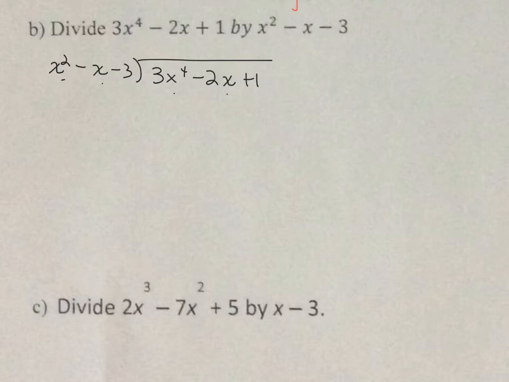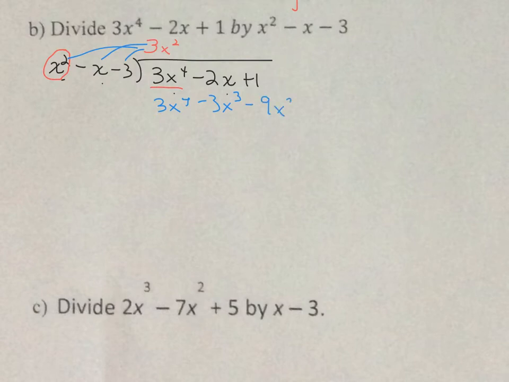Okay, so again, what we're going to do is divide by this x squared, and we're going to divide into this first term. So 3x to the fourth divided by x squared is 3x squared. And 3x squared times 3x squared is 3x to the fourth. And 3x squared times a negative x is negative 3x cubed. And 3x squared times a negative 3 is a negative 9x squared.